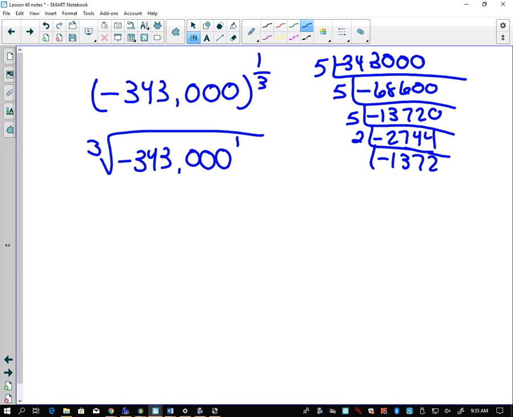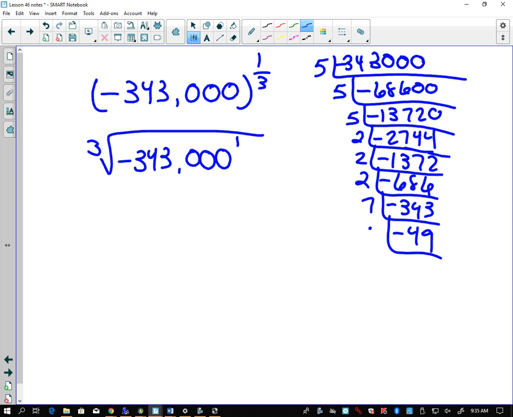Okay, well, that ends in 2. I can divide that by 2. Negative 686. Well, that ends in an even number. I can divide that by 2. Negative 343. Ooh, I don't know. I may have to try dividing that by, what will that divide by? Will that divide by 3? No? Will it divide by 7? Negative 49. Okay, well 49's nice because that'll divide by 7 and get me negative 7, right?